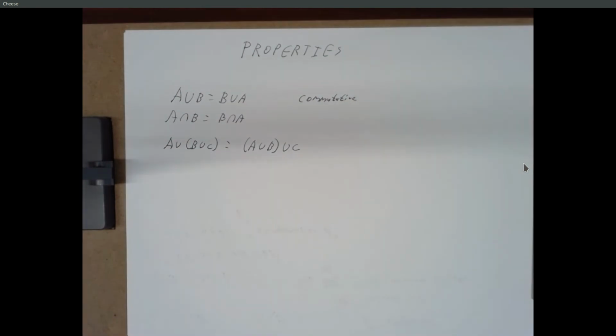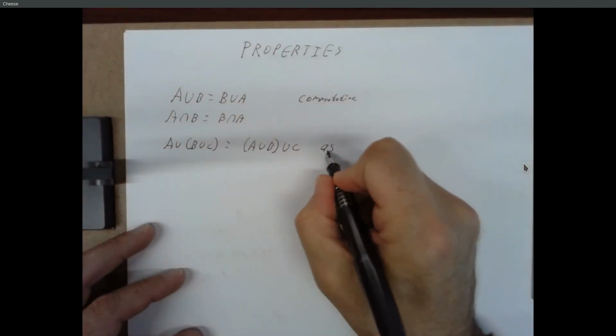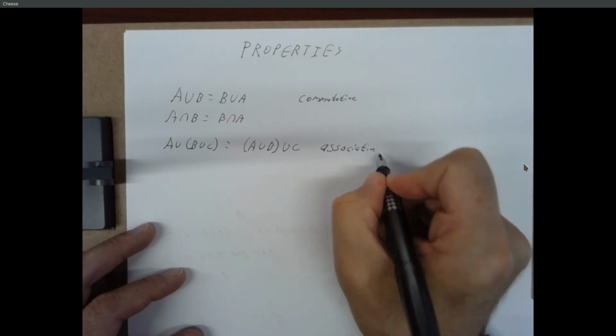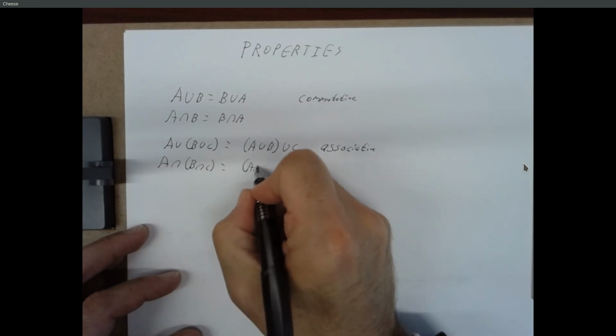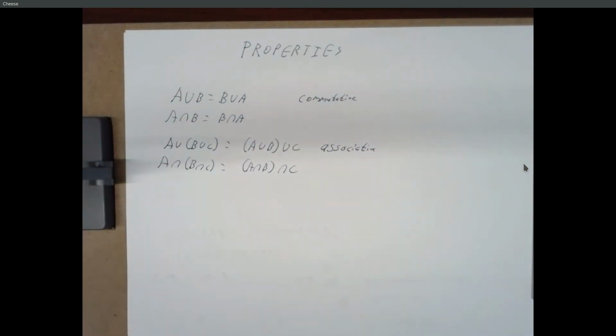We can do multiple unions in any order we want. If we take B union C and then we union that with A, we will get the same set as if we take A union B and then union that with C. Anybody know what this property is called? Associativity, good. And it also works for intersections. They won't list the union intersection pair for all of these, but usually if it works for one, it's going to work for the other automatically.